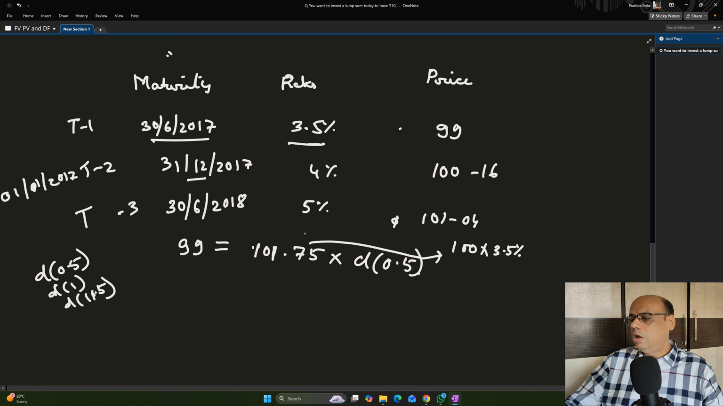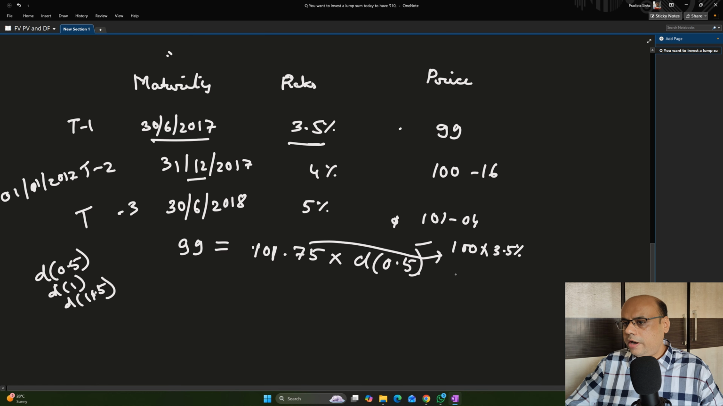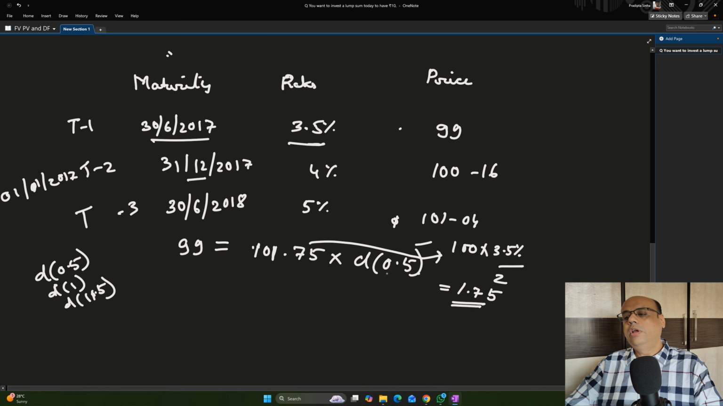So if we do this, 3.5% of 100, divided by 2, is equal to what? 1.75. So at the end of 6 months, how much are we getting? We will be getting 101.75. So if today's price is 99 and I were to receive 101.75 6 months from now, this is the discount factor that I need. So if I multiply whatever I am receiving by the discount factor, I get today's value.